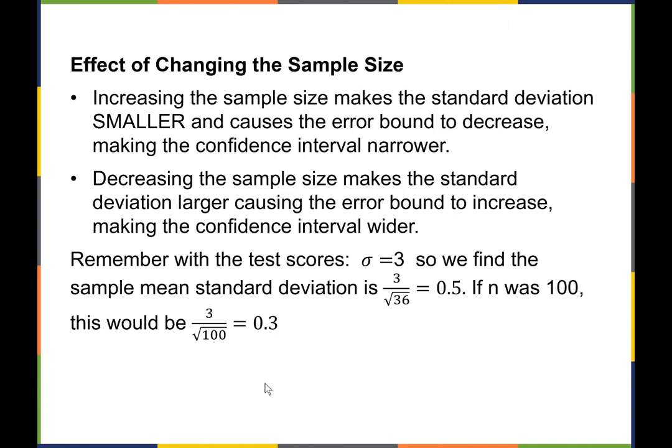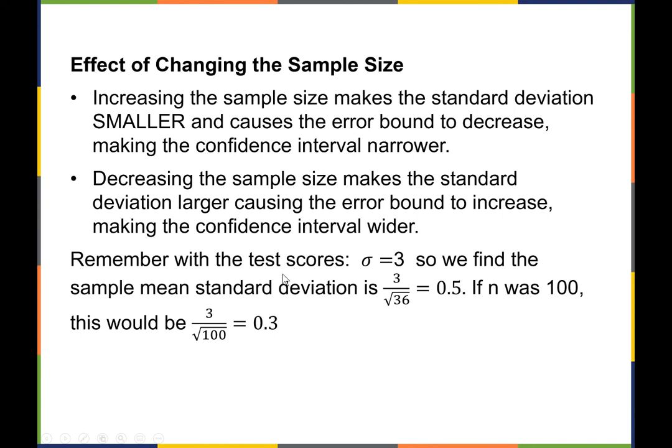So let's think about our test score example just quickly. Remember our sigma there was 3. If we did a sample size of 36, we'd be dividing by 6. 3 by 6 is a half. If instead we did a sample of 100, we would divide 3 by the square root of 100, which is dividing by 10, which is 0.3.